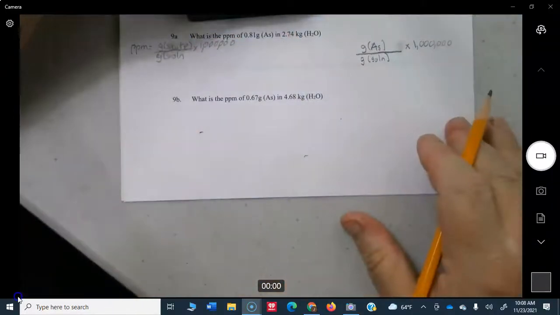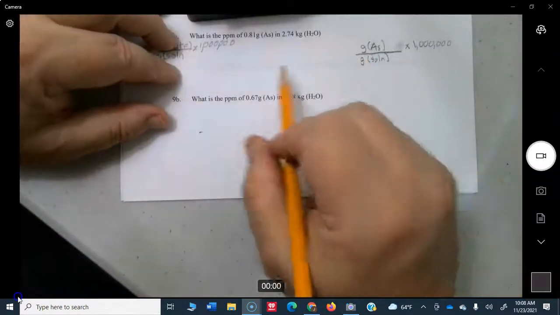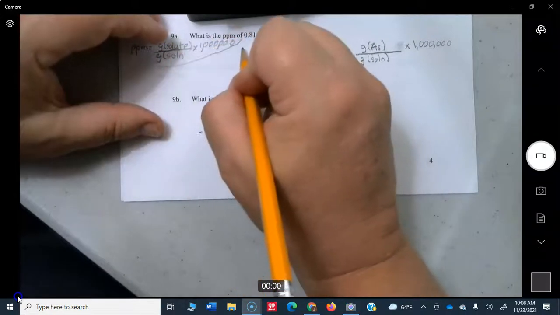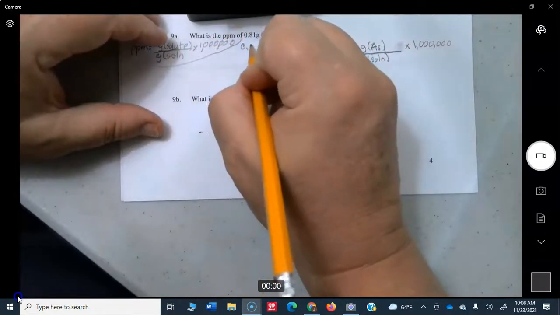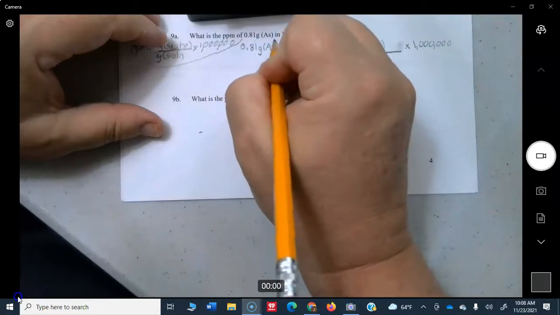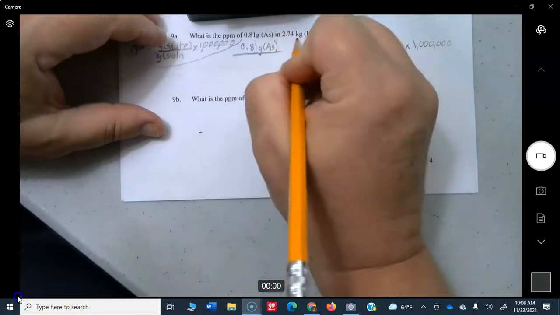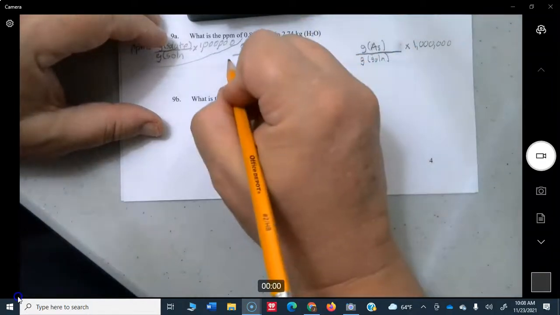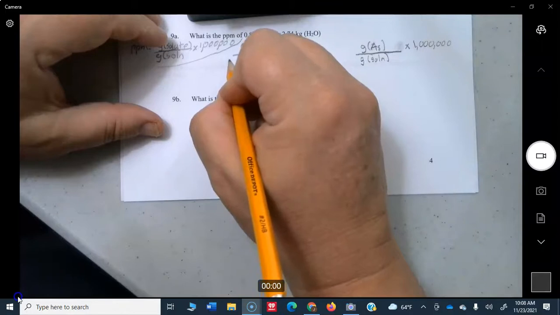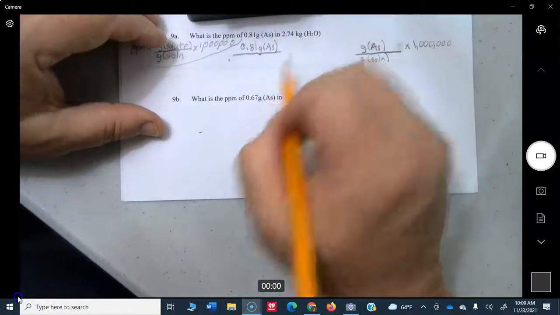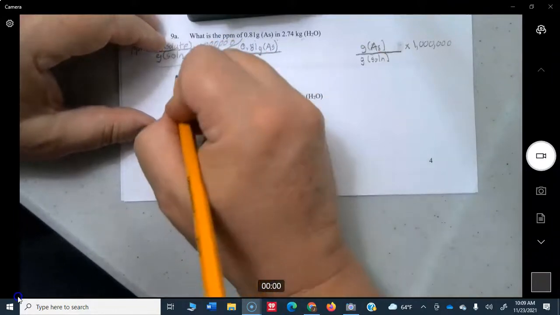Okay, all right, so we just need to put this over here. We have grams of arsenic here. Draw a line here to keep that separate. So 0.81 over 2.74 kilograms of H2O. So what we want to first do is, in this case, convert kilograms to grams.